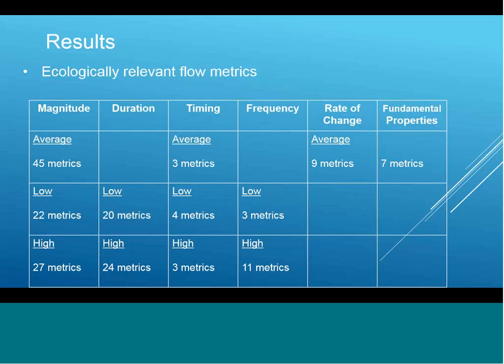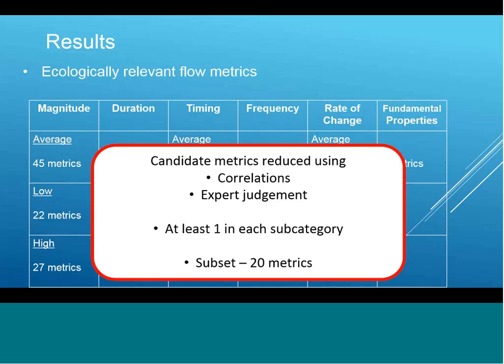So can you press forward? First of all, this was based on correlation, so we tried to remove really highly correlated flow metrics as they become redundant in a statistical model. We also used expert judgment, looking for particular flow metrics that we thought were important to the species we were interested in, and to try and keep at least one in each of those categories, so at least one in each magnitude group, one average, one low, one high. We ended up with a subset of about 20 metrics.